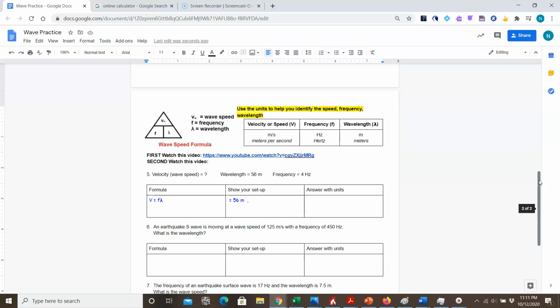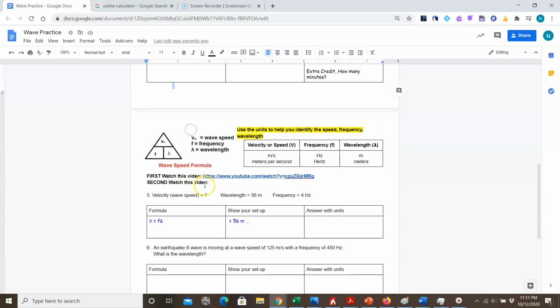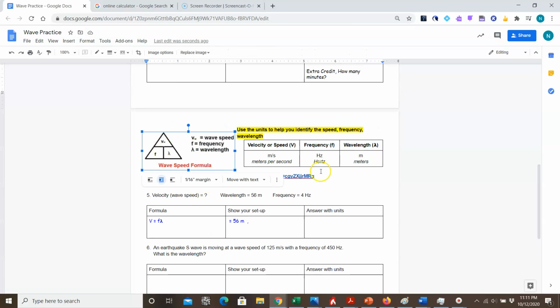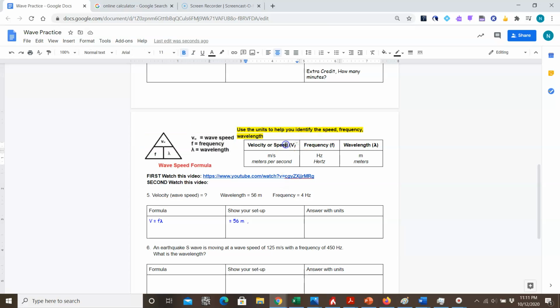This is part 2 where you're going to be calculating the speed of a wave using its frequency and wavelength and vice versa. So at the top you have your magic triangle for those equations. You also have your units and symbols that will be helpful.